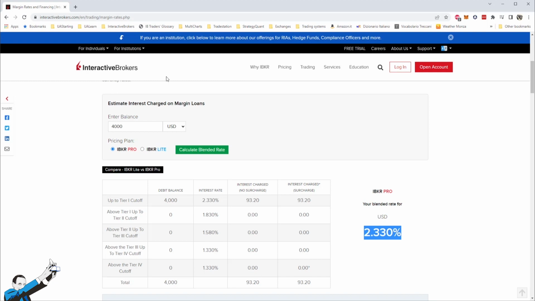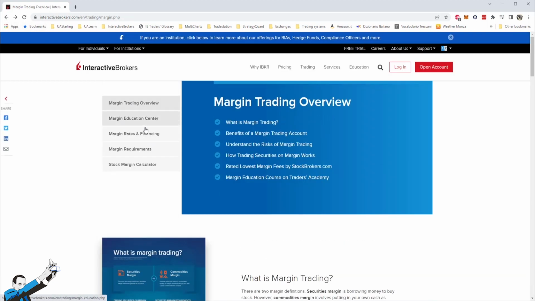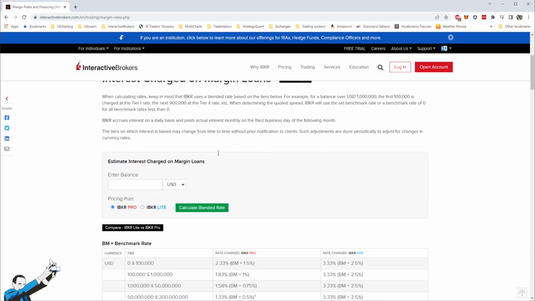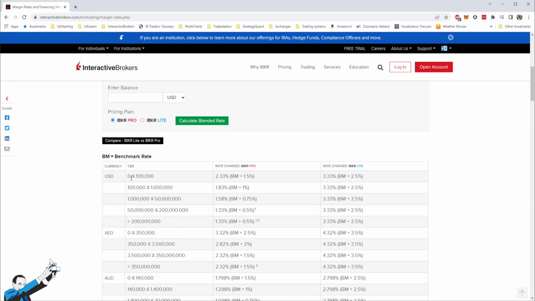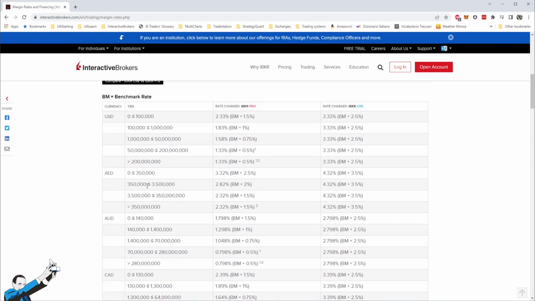But how is this calculation structured? You see, the calculation goes in tiers. So let's go back and see what those tiers are. For debts under $100,000, there is a rate of 2.33%. For debts between $100,000 and $1 million, this rate will be applied, and so on. And the same is true for all other currencies.